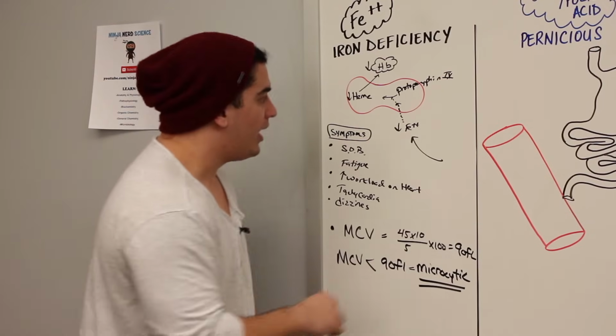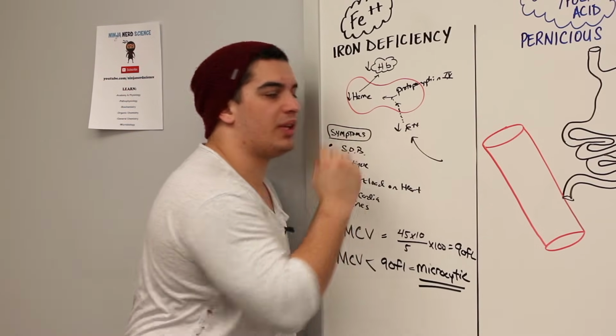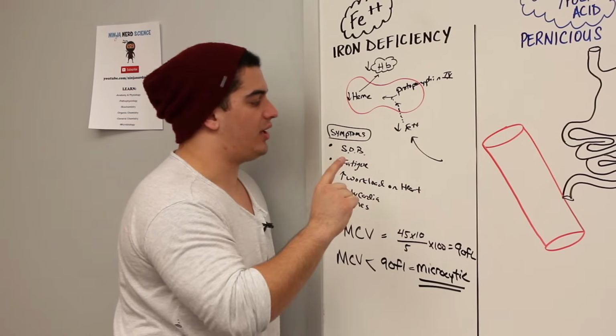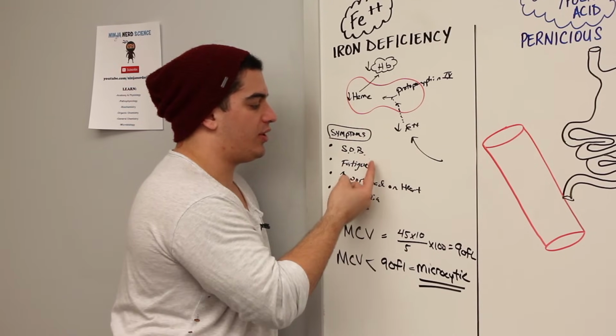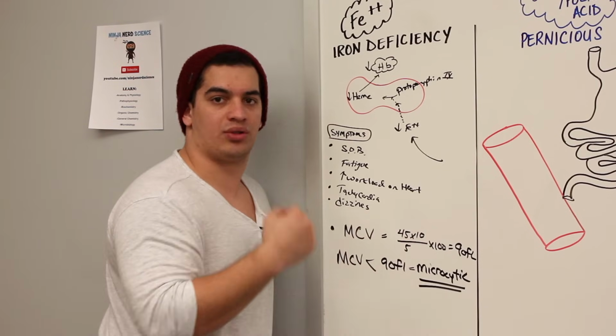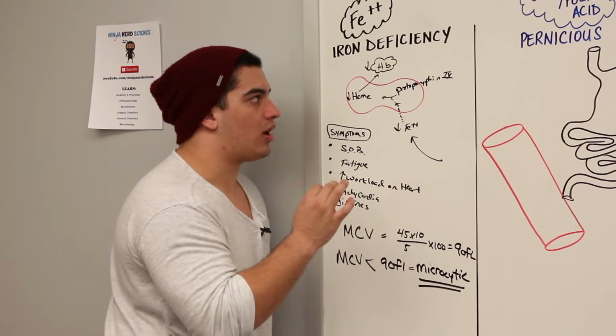What does that mean? That means that the red blood cells are really, really small. They're not having enough hemoglobin, so they're not going to be able to deliver as much oxygen to the tissues, and they'll produce symptoms such as shortness of breath, fatigue, increased workload on the heart, tachycardia, dizziness, and so forth, right? That's the overall concept here.